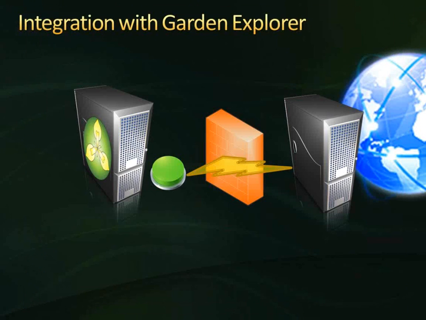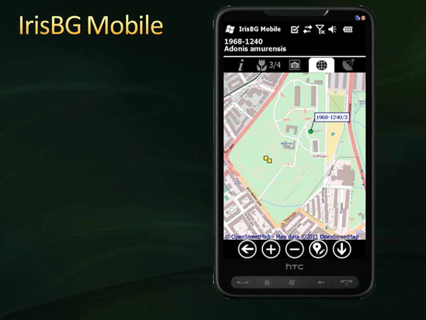Moving on to the next topic, which is Iris Mobile. Iris Mobile works in a way that you bring your handheld device to your desktop, you click a button, and then you synchronize your plant collection with the handheld device. What I'll do is show you that screen quickly.